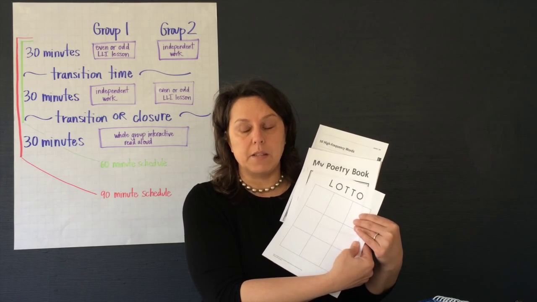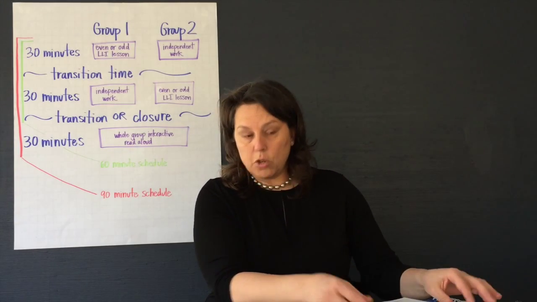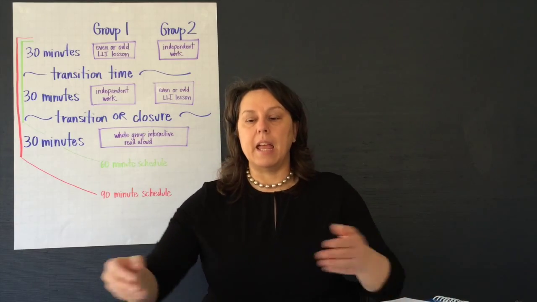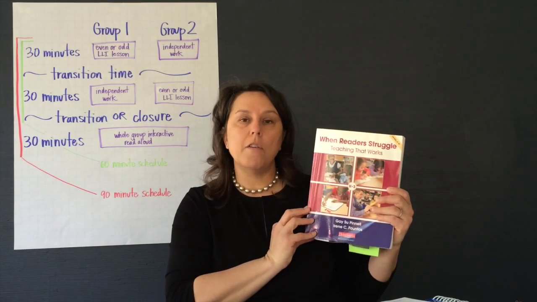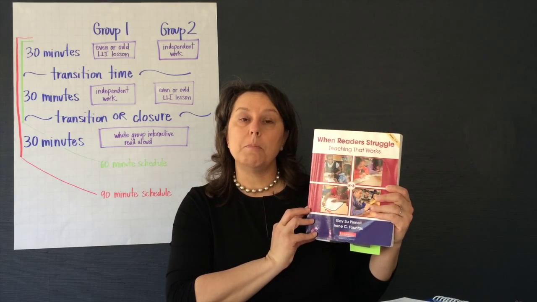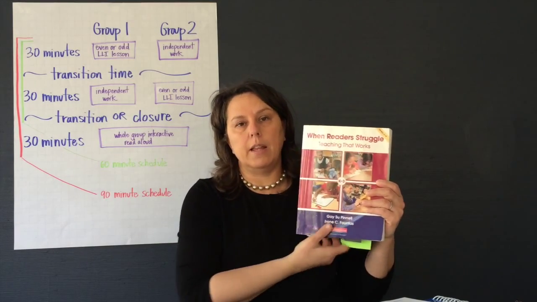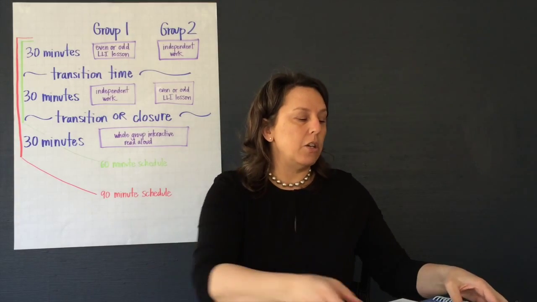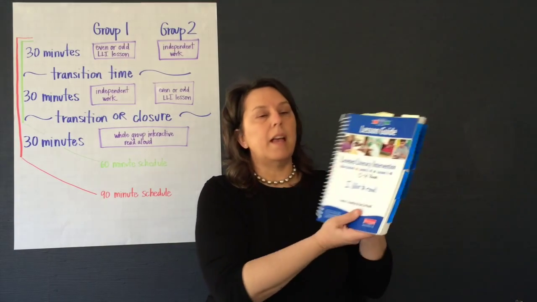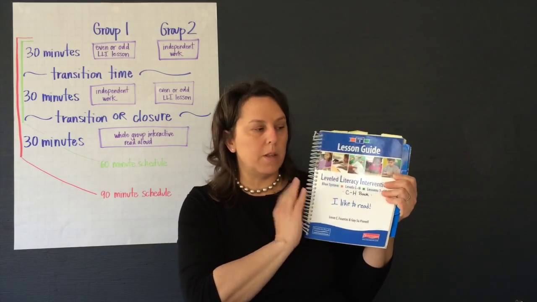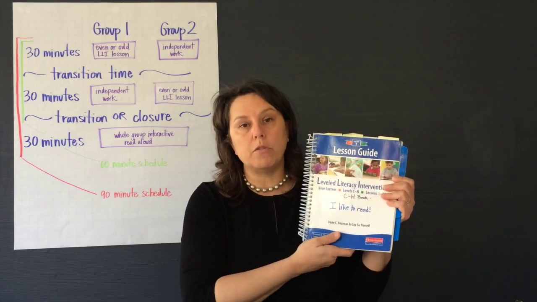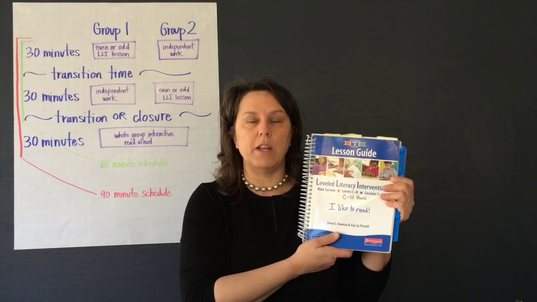component of the lesson. Next, you'll want to have your blue kit handy, especially these 2 pieces. Your copy of When Readers Struggle, which is the professional text that's included in the LLI kit, and your 2 lesson guidebooks. This is the first guidebook. They're the spiral-bound books that describe each of the 120 lessons in the blue intervention.